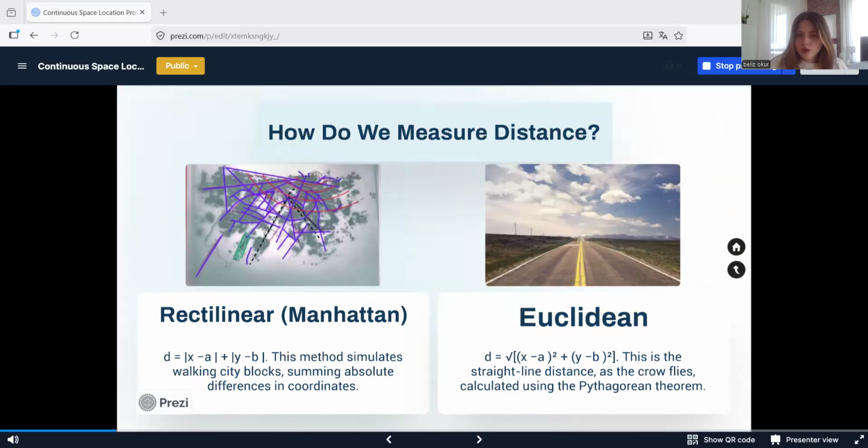Before we find the best spot, we must decide how to measure distance. There are two main ways. First, rectilinear, so-called Manhattan distance. The formula is in here. This is like walking around the city blocks. You can't walk through a building, so you walk over and up. We add the absolute differences of the coordinates. Second is Euclidean distance. This uses the classical Pythagorean theorem. This is straight line distance, exactly like a bird flies.